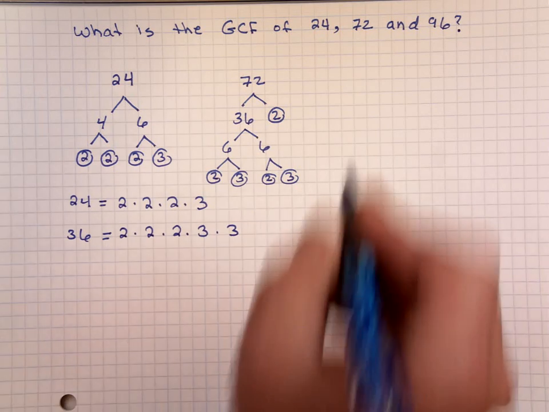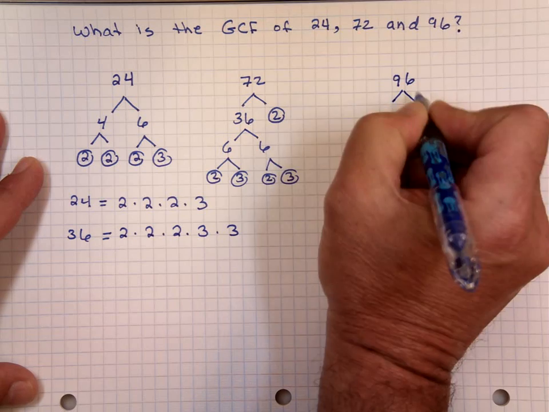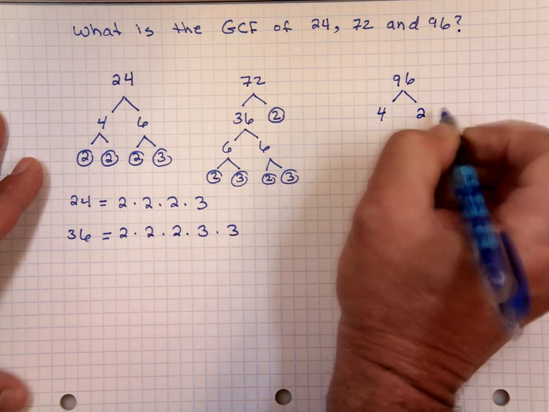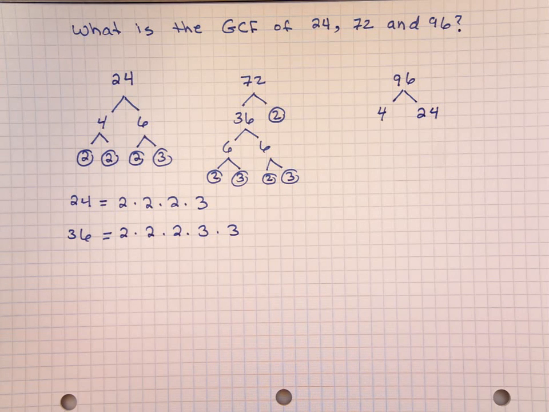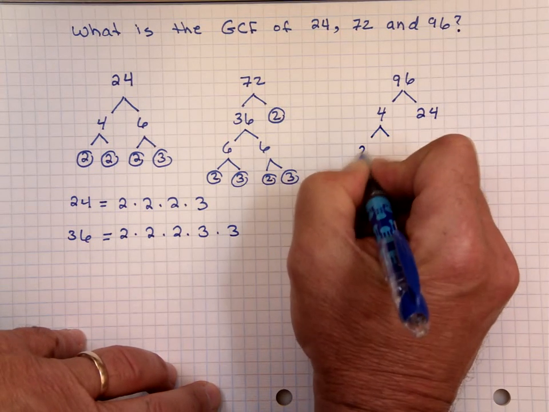Let's take the 96. I know 96 is 4 times 24. You can try 2 times 48. You can try any combination, but 4 times 24 is 96. Neither one is a prime number. Break it down to what? 2 times 2.